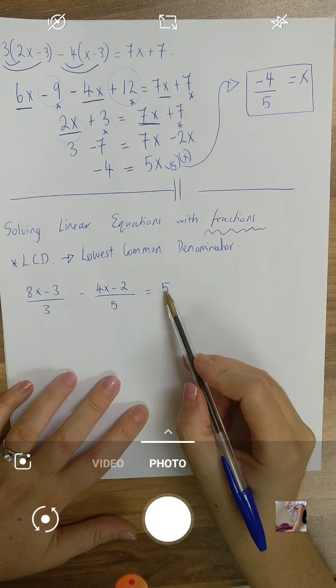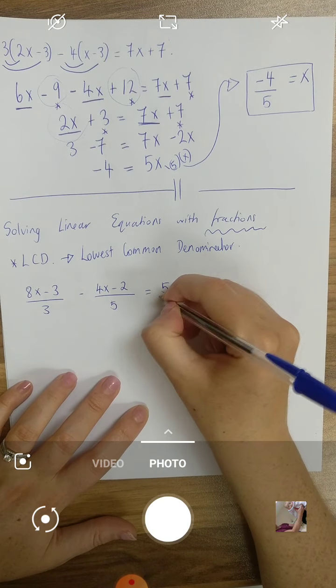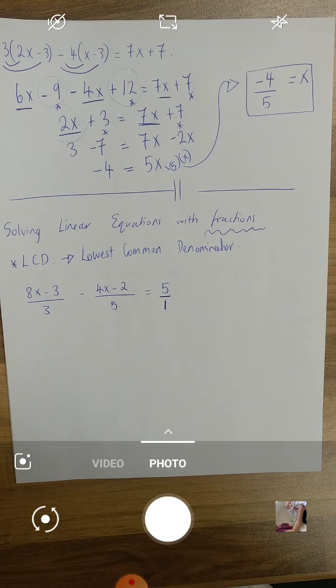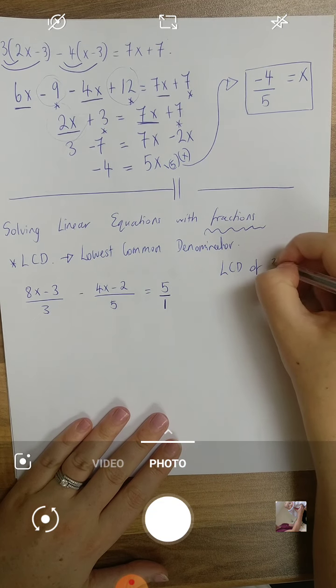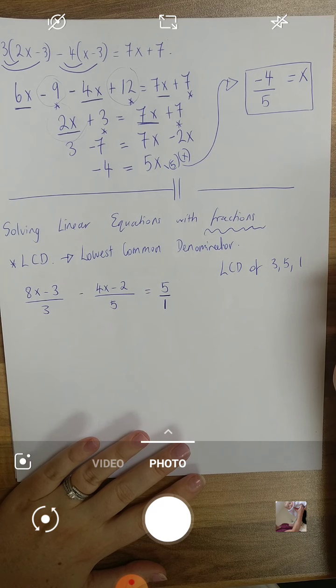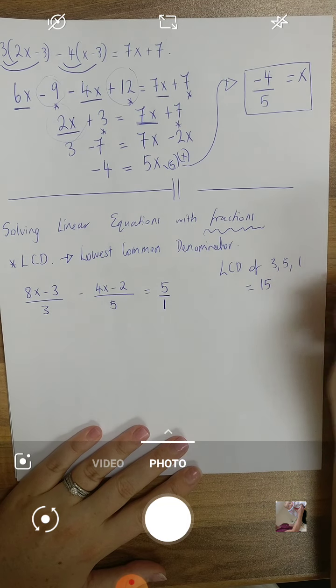And just what I always do here, when I have a constant on its own at the end, I always put that over 1, just so we remember that they're all fractions. It's nearly easier to have all of them as fractions. Now, lowest common denominator of 3, 5 and 1. So what we're looking for is the lowest common multiple, okay? So our lowest common multiple would be 15.